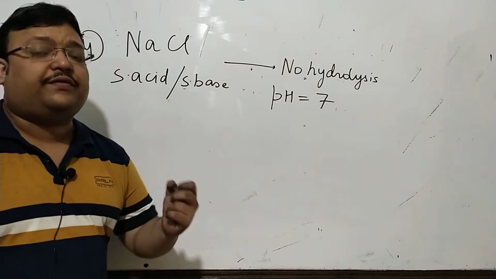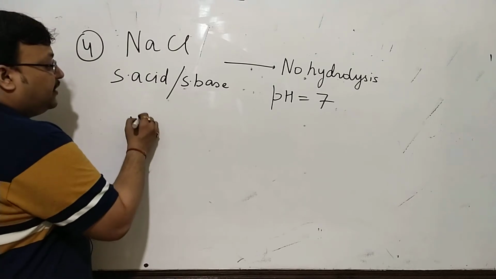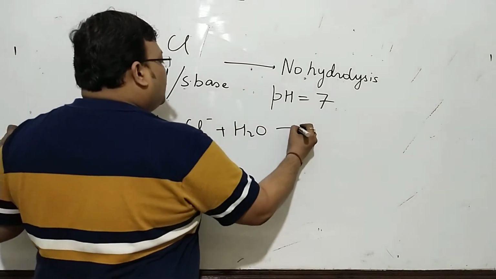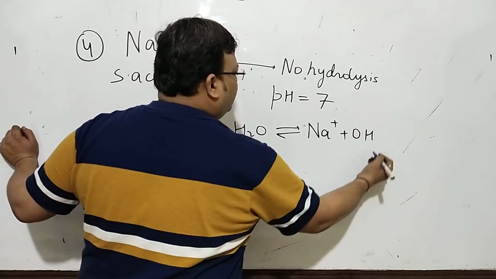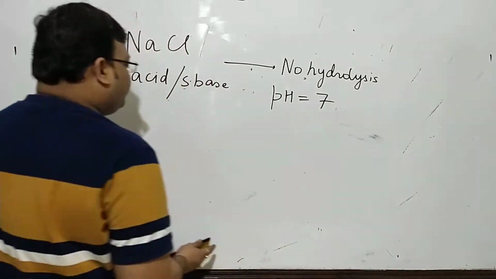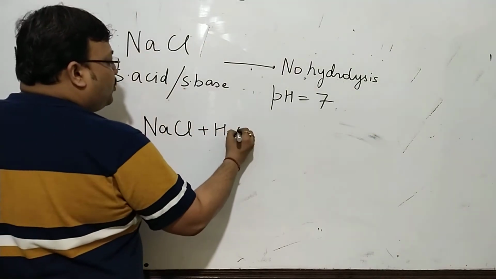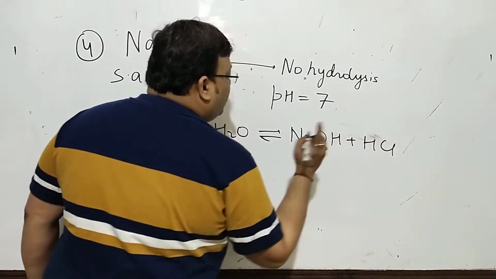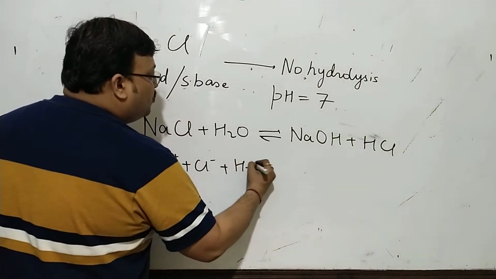Suppose you go about hydrolyzing NaCl. If you hydrolyze NaCl with H2O, if suppose you attempt its hydrolysis, I'll first of all write the normal way. NaCl plus water forming NaOH plus HCl, you know the real form is Na plus Cl minus H2O. Both are strong.